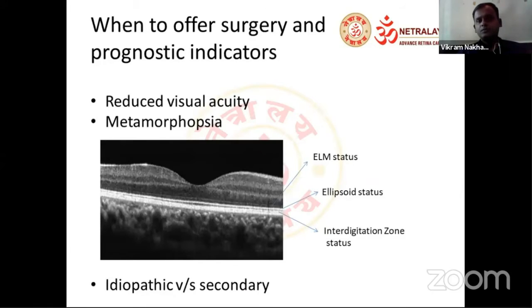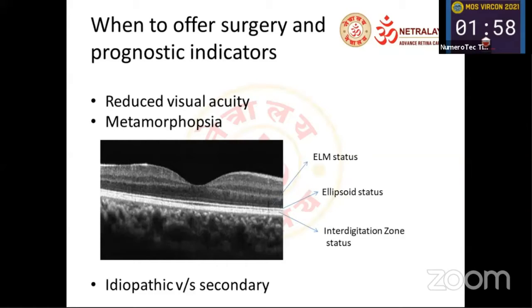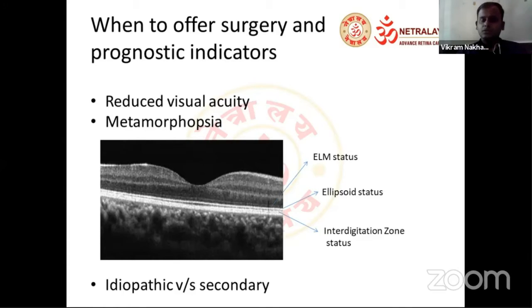When to offer surgery to the patient, and the prognostic indicators. The principal indications for ERM surgery are patient-reported symptoms of reduced visual acuity and metamorphopsia. Although surgery is usually reserved for patients with a reduction in visual acuity of less than 20/60, improvement in the surgical techniques has led patients to undergo surgery with better visual acuity if disturbed by symptoms of metamorphopsia or diplopia, or for occupational reasons.